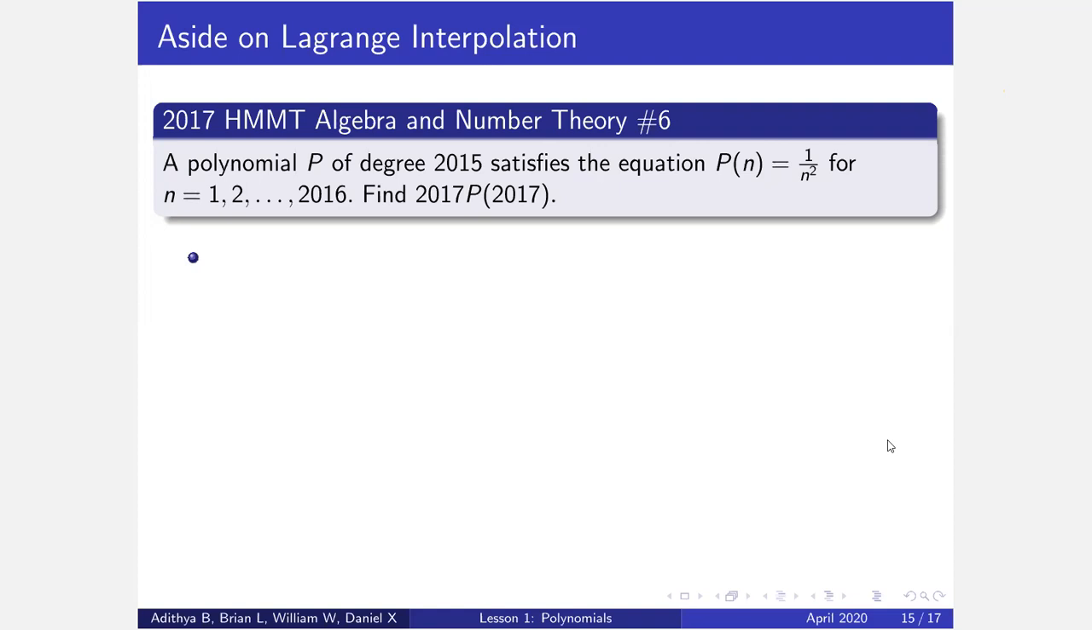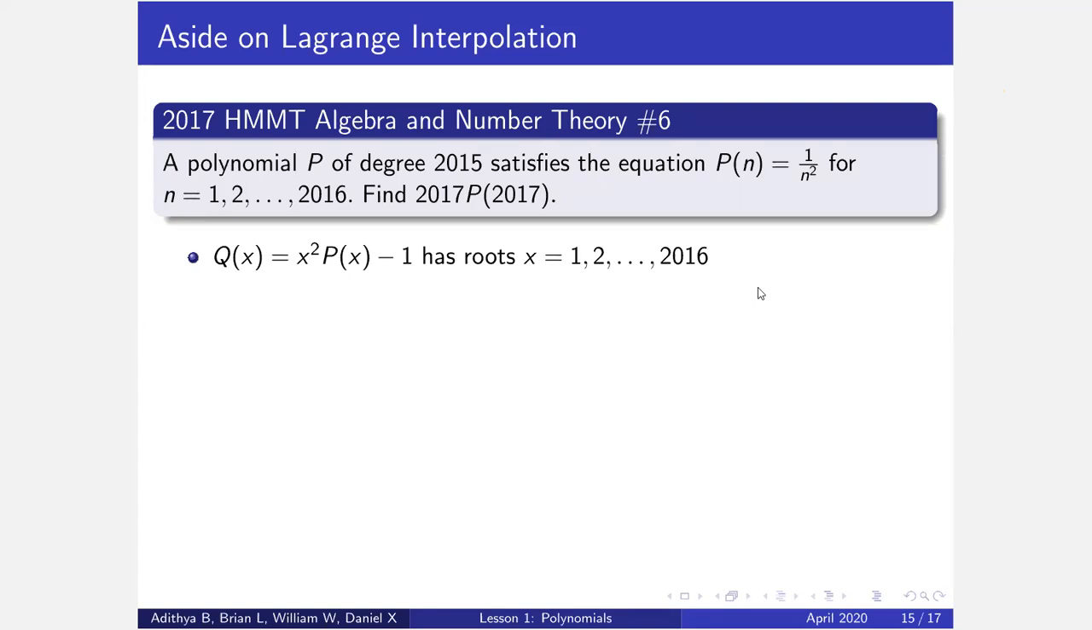One suggestion I got was to write Q of x equal to P of x minus 1 over x squared. Now we know that this has zeros 1 through 2016. But the problem is that P of x minus 1 over x squared isn't actually a polynomial, because you have a 1 over x squared term. We can fix that by multiplying by x squared. x squared times P of x minus 1 now has roots at all integers from 1 through 2016.